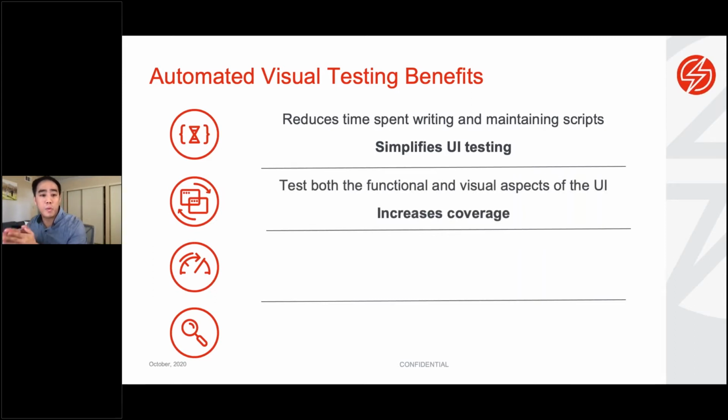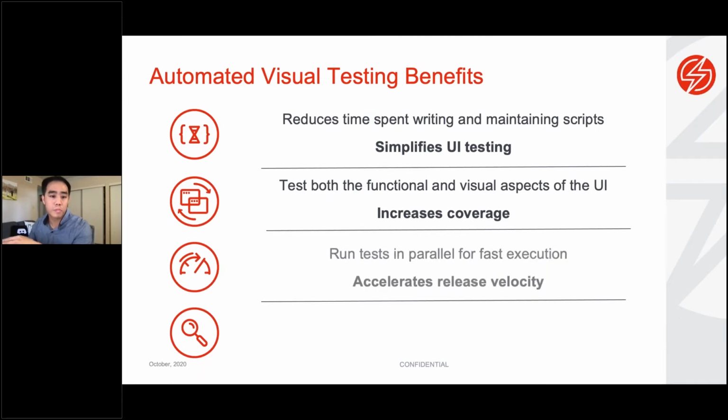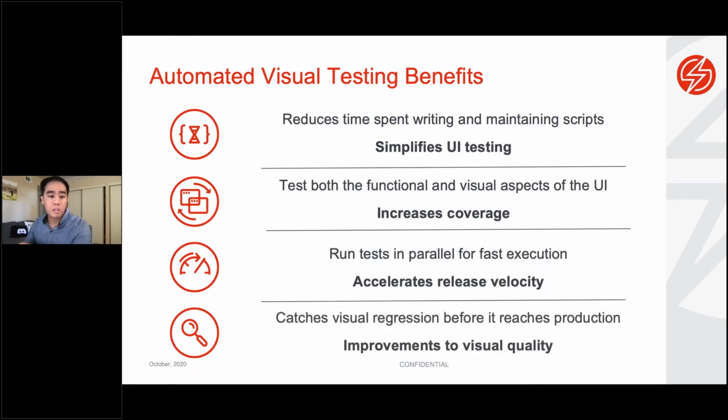It's able to test both the functional and visual aspects of the UI, simplifying automation while increasing coverage. And it runs tests in parallel for fast executions across multiple browsers, speeding up release cycles, essentially accelerating release velocity. And visual regressions are caught before it reaches production, which is an improvement to visual quality.